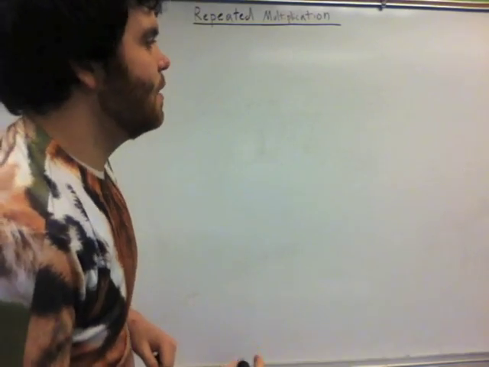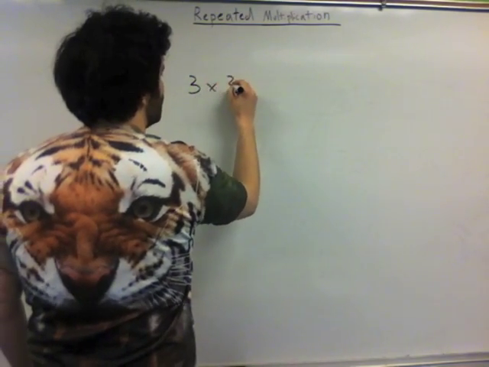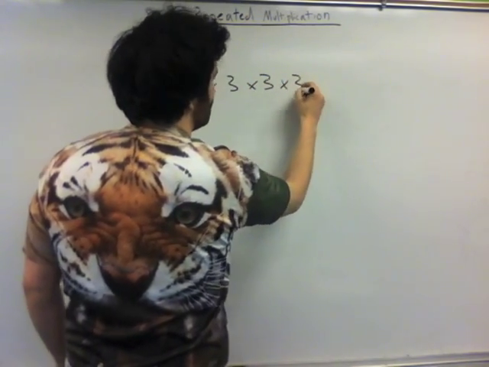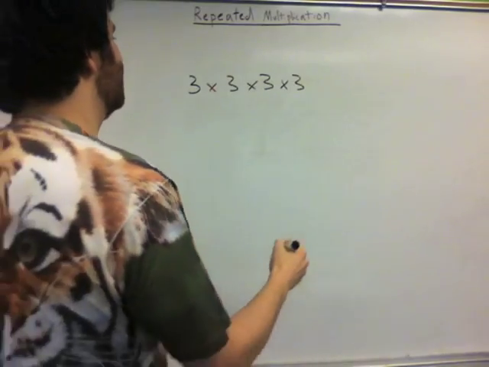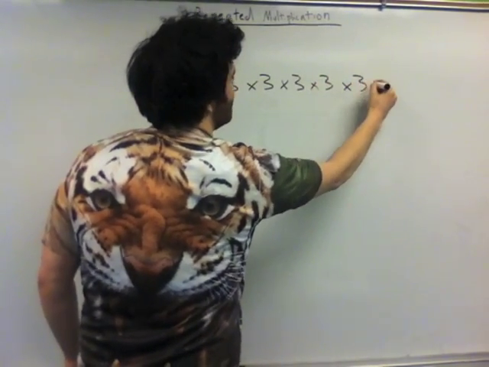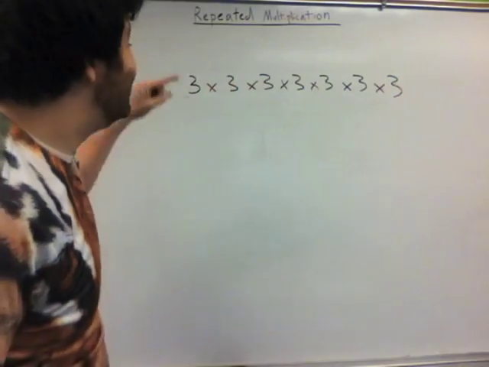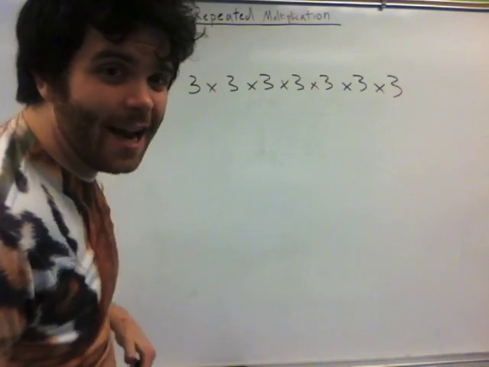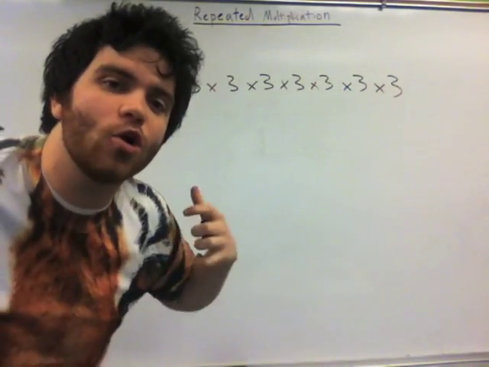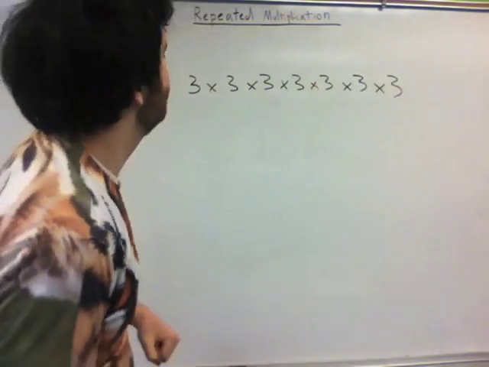Let's try it with 3 times 3 times 3 times 3. Let's get 3 more. Times 3 times 3 times 3. Whoa! Definitely cannot do that in your head unless you are a super genius! So we gotta use our grouping method to break it down for ourselves and make it easy for ourselves.